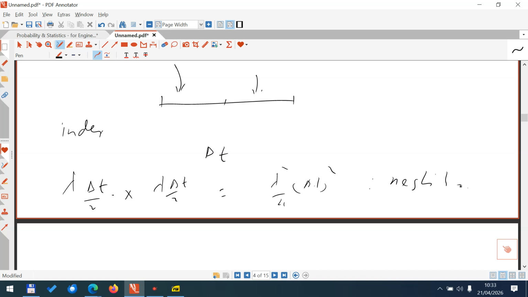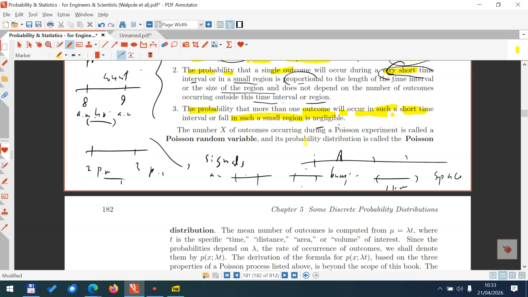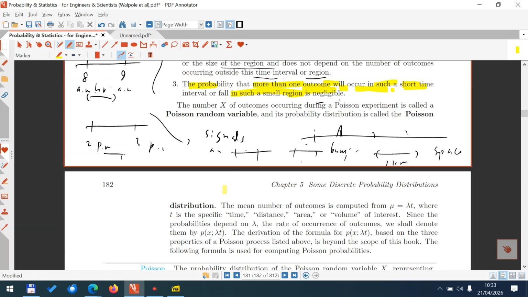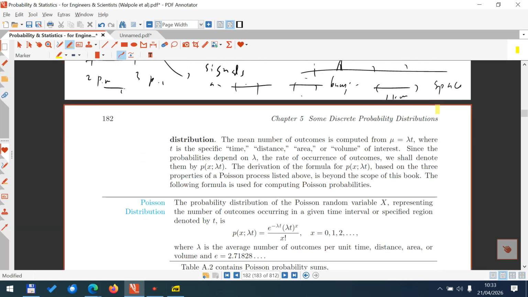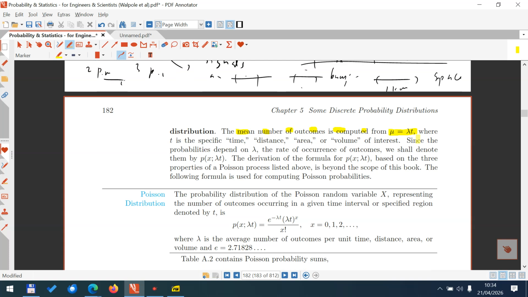It is very similar to calculus. In calculus, when you look for differentiation, you ignore the higher order terms. So it is these higher order probabilities that are extremely small. Think of these as the higher order terms in a Taylor series expansion. So if you have understood these 3 points, we can now get straight to the formula. And remember, the mean number of outcomes is lambda times t. That t will either be a specific time if it is a time problem, a distance if it's a one-dimensional space problem, an area if it's a two-dimensional problem, or a volume if it's a three-dimensional problem, and so on.